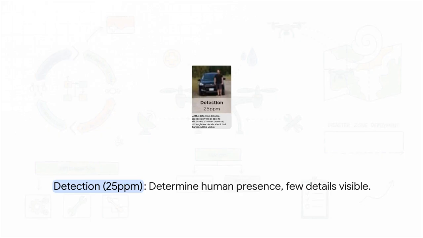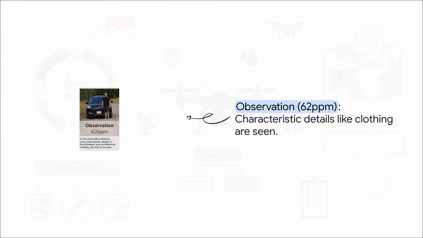It really just answers a simple yes or no, is someone down there, but honestly, you can't tell much else. Step that up to 62 pixels per meter, and we get observation.